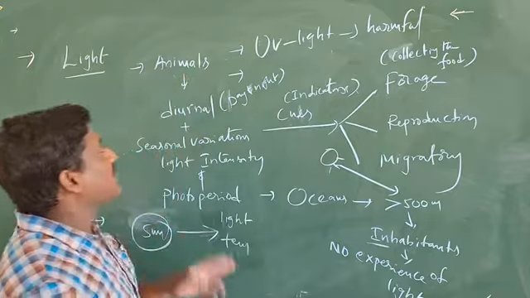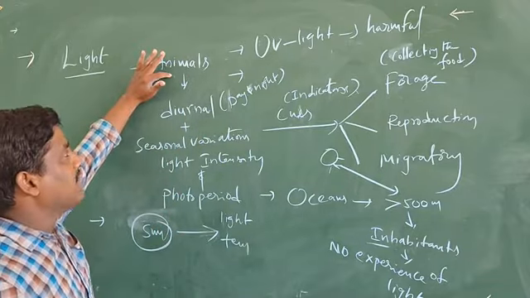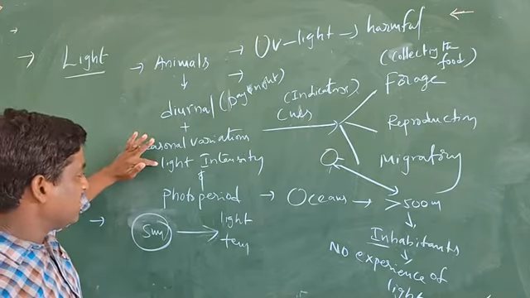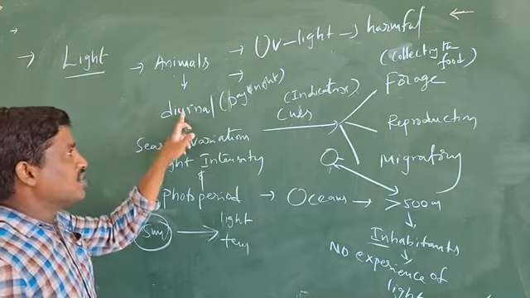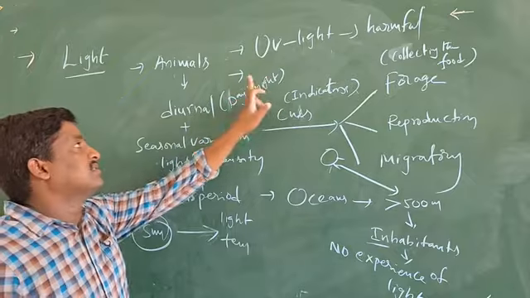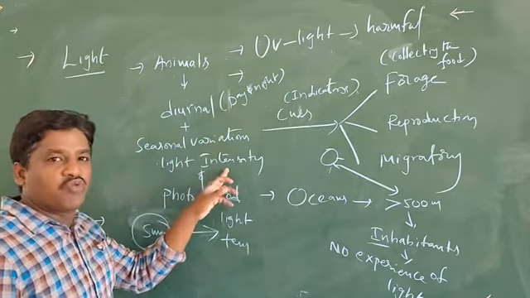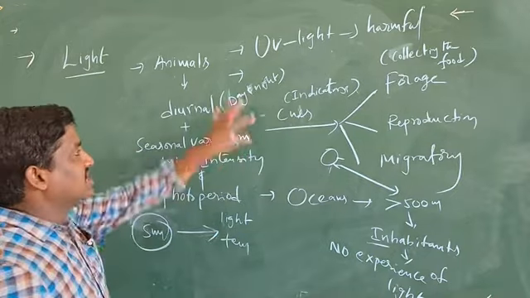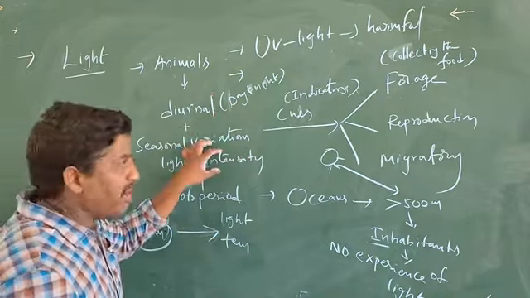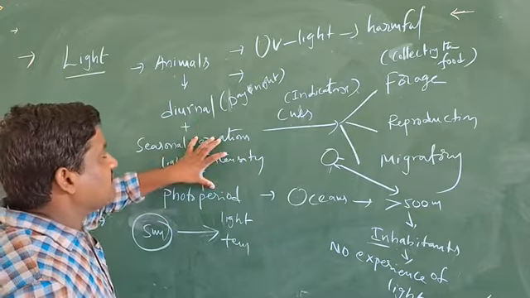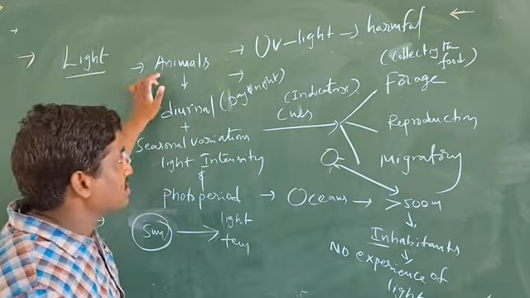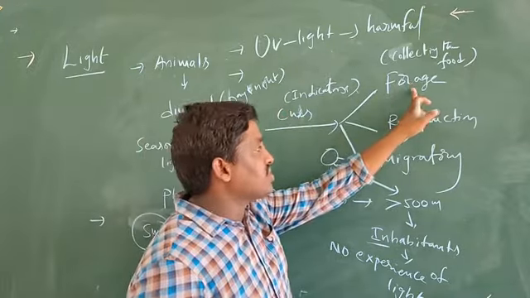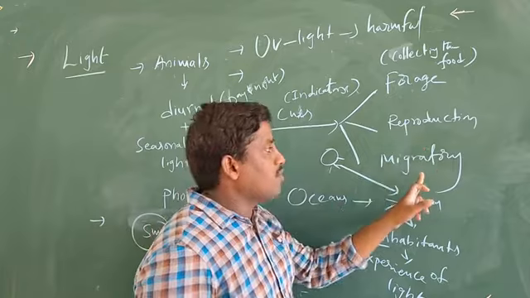And some of the animals depend upon diurnal conditions and seasonal variation in the intensity and photoperiod. Diurnal means the day and night periods. Also seasonal variations, already we discussed. And photoperiod means light period. These conditions are available in the environment, and they are the indication for these animals. So that's why these animals forage, and also reproduce and migrate.